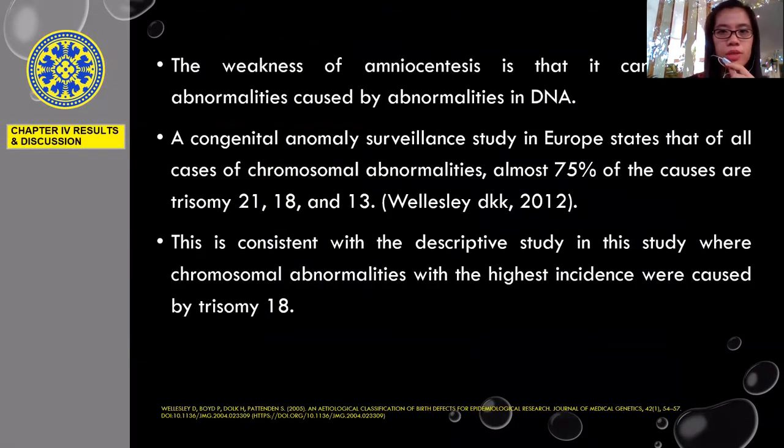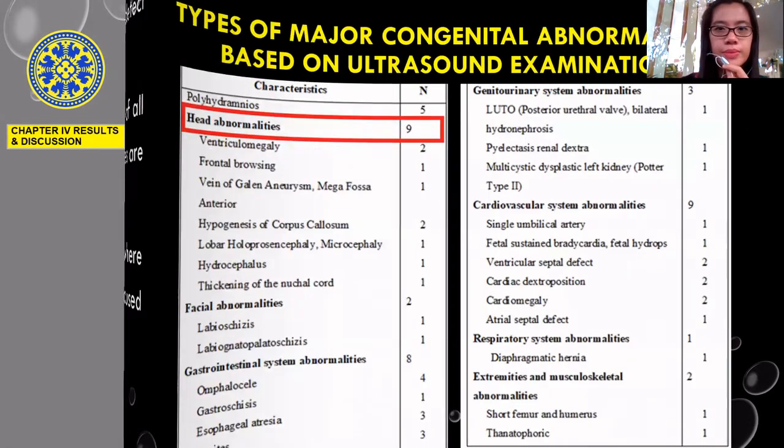The weakness of amniocentesis is that it cannot detect abnormalities caused by abnormalities in DNA. A congenital anomaly surveillance study in Europe stated that of all the cases of chromosomal abnormalities, almost 75% of the cases are trisomy 21, 18, and 13. And in this study, we found that the highest incidence was caused by trisomy 18.